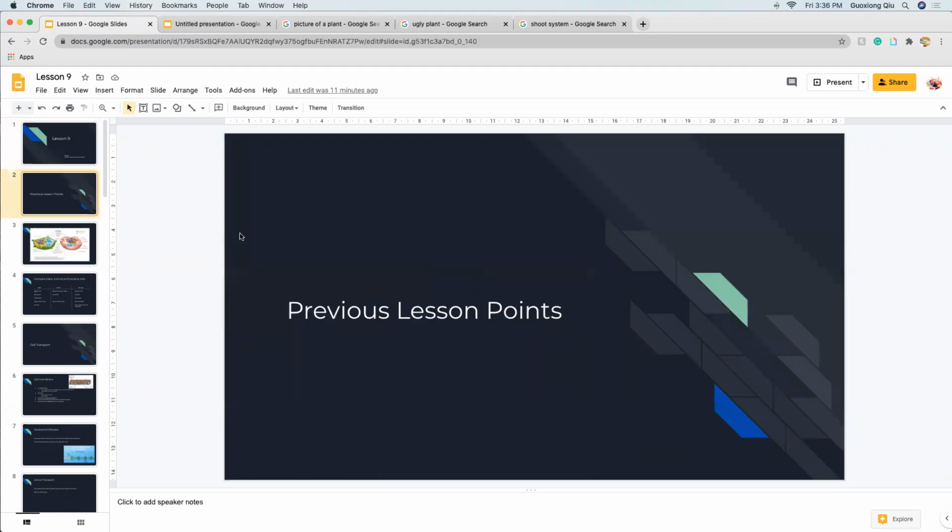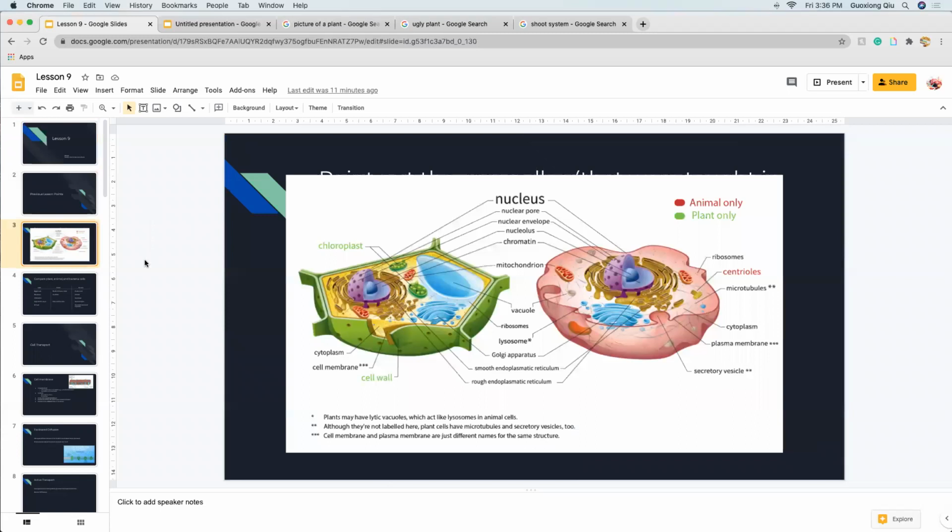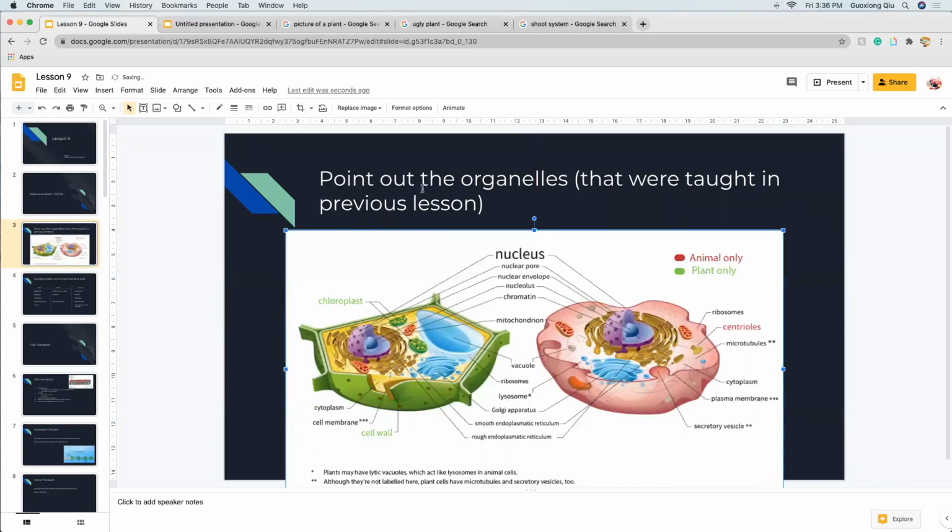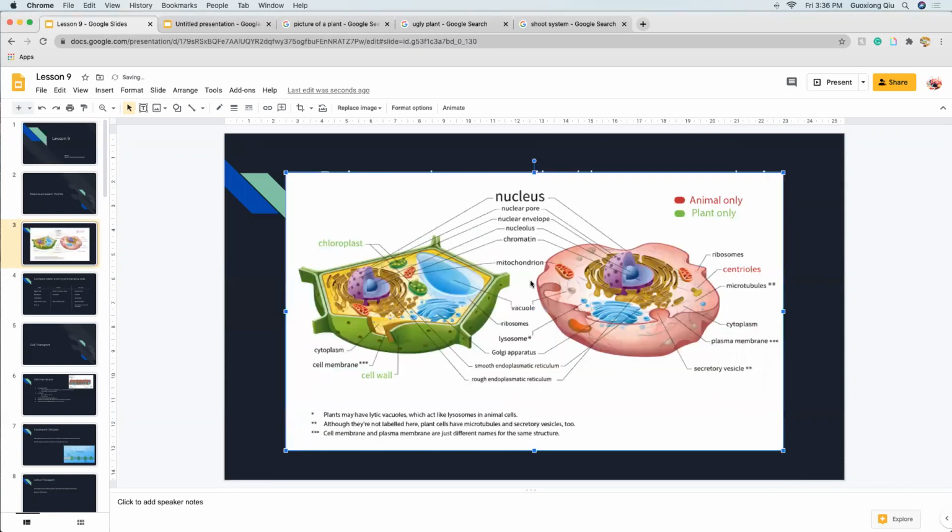Firstly, we're going to talk about some stuff from the previous lesson that I rushed over and may not have clarified very well. Firstly, point out the organelles that were taught in the previous lesson. Here you can see a plant cell again, and then here's the animal cell. To make you remember, a plant cell is more boxy. Do you remember why? What organelle is in a plant cell that makes it more boxy than an animal cell?